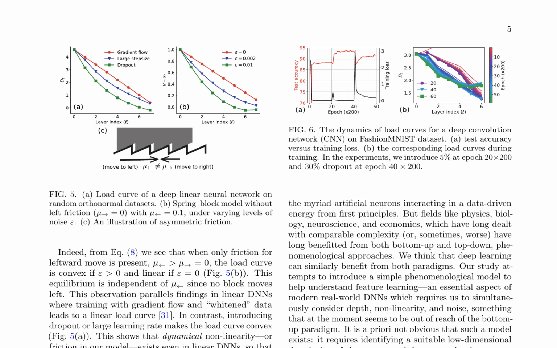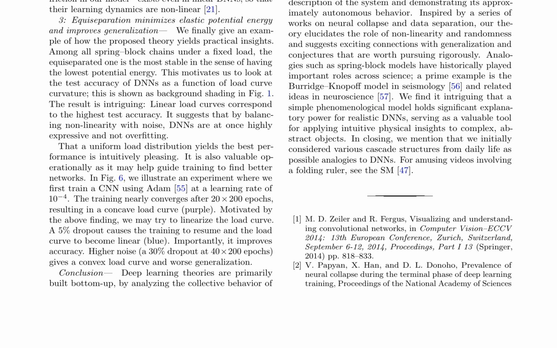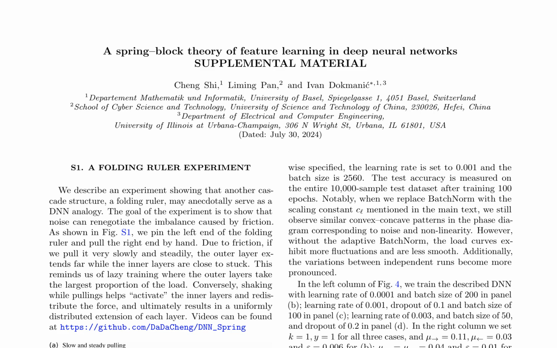It reveals that a uniform load distribution, corresponding to a linear load curve, yields the best performance in terms of test accuracy. The authors argue that deep learning theories can benefit from both bottom-up and top-down approaches, drawing parallels with fields like physics, biology, and economics. They demonstrate that their phenomenological model can provide valuable insights into feature learning, an essential aspect of modern DNNs.